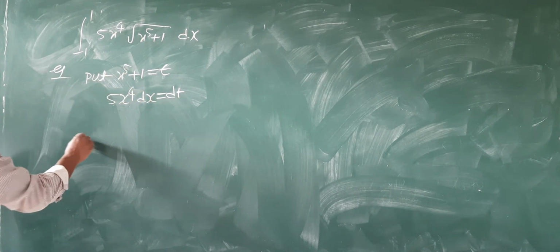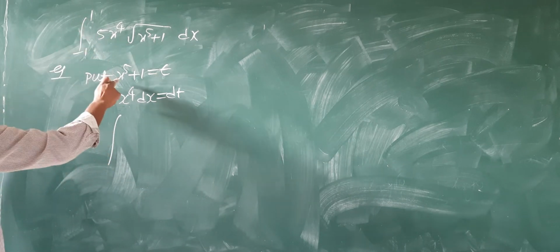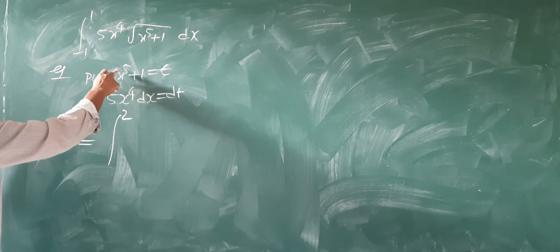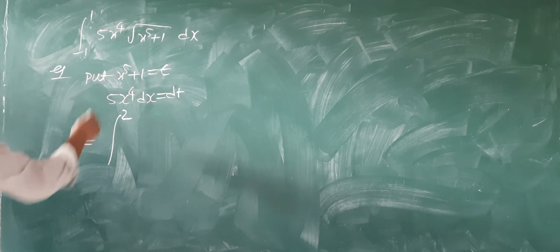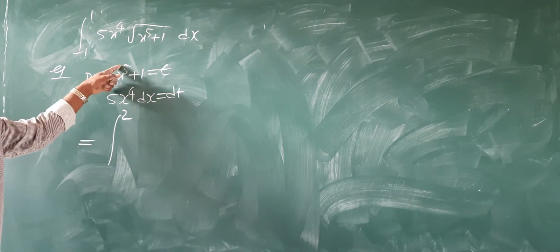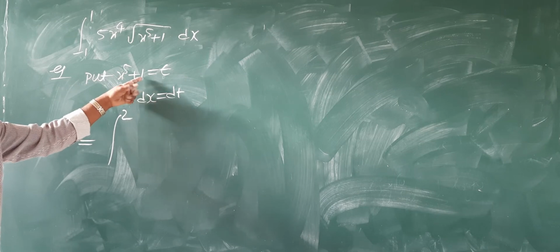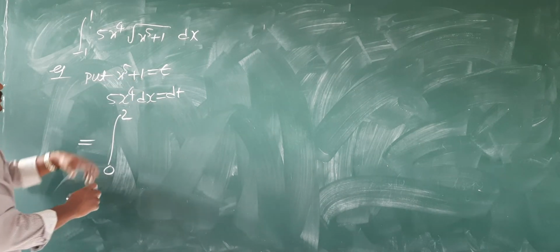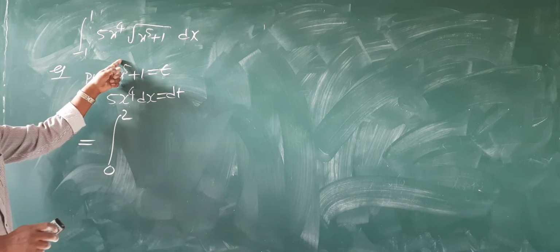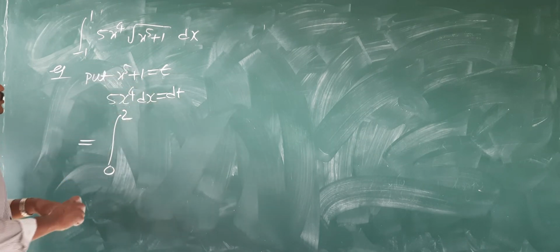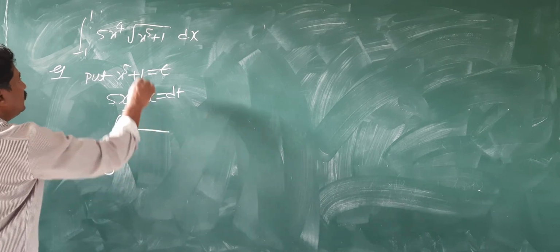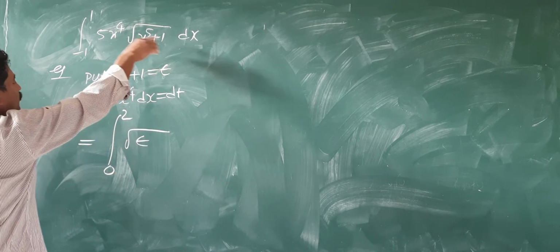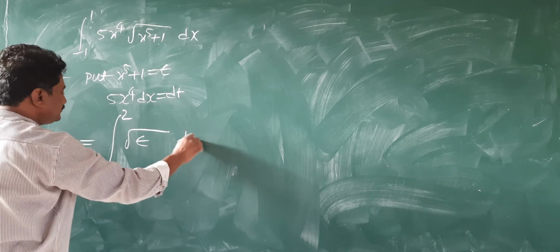So for the upper limit, 1 plus 1 is 2. For the lower limit, minus 1 power 5 is minus 1, minus 1 plus 1 is 0. Carefully write. Is that correct? Minus 1 power 5 minus 1, minus 1 plus 1 is 0. So root of x power 5 plus 1 is t, and 5 x power 4 into dx is dt.